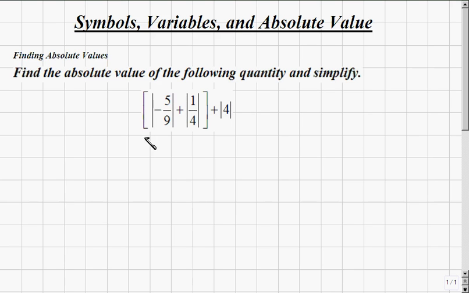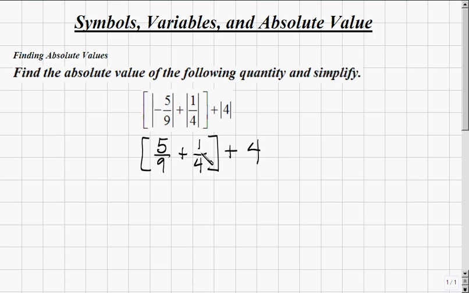So let's write down the quantity of, and to find the absolute value of a number, we'll write the number again without the absolute value symbol or its sign. So the absolute value of -5/9 becomes 5/9 plus, and the absolute value of 1/4 is 1/4. Next, let's add that to the absolute value of 4, which will become 4. So we're left now with the quantity of 5/9 plus 1/4, and then to that let's add 4.